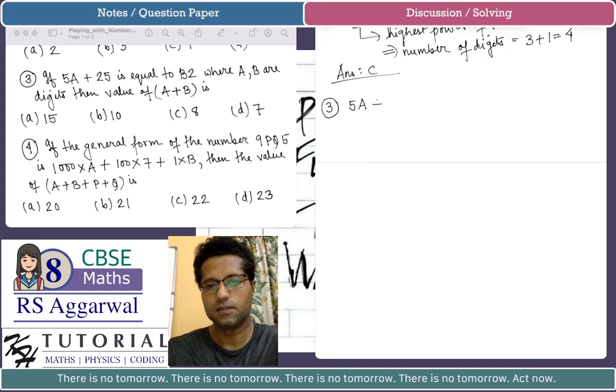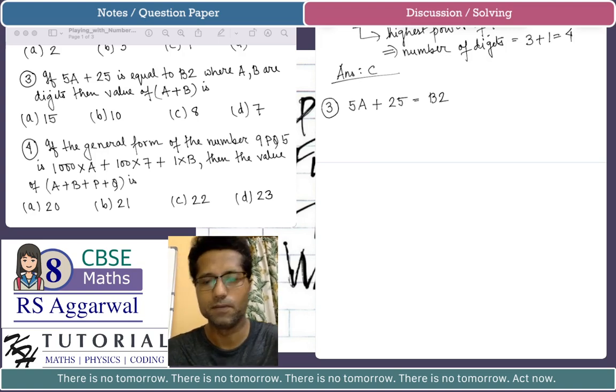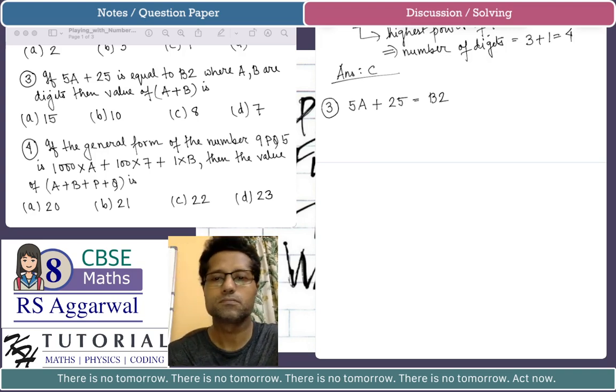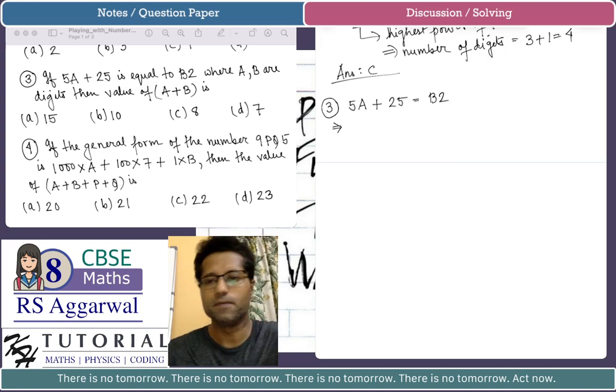So it is given that 5a plus 25 is equal to B2. So definitely A and B must be some digits. Where A and B are digits, then find the value of A plus B, the sum of the digits A and B. Okay. Now we will use the concept of general form of a number to find the value of A plus B. So 5A, the number in usual form, its general form will be 5 multiplied by 10 plus A.